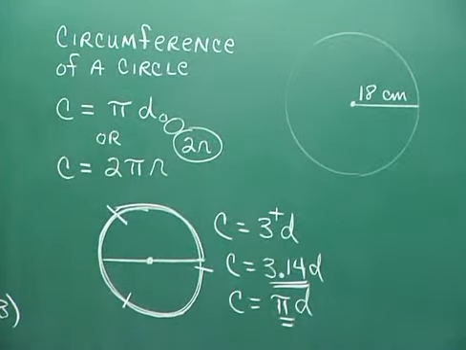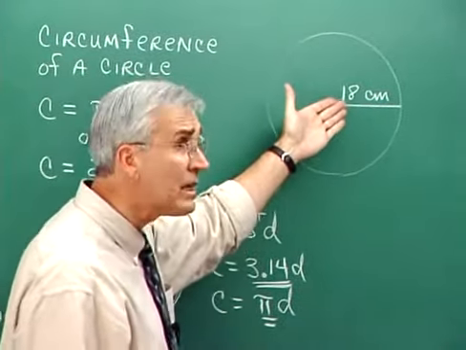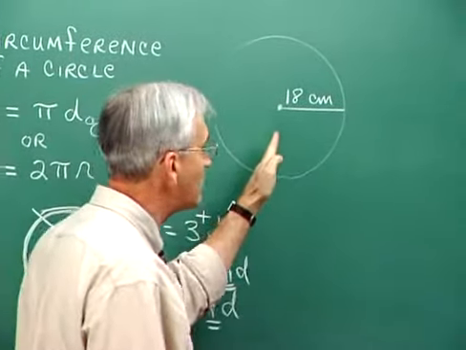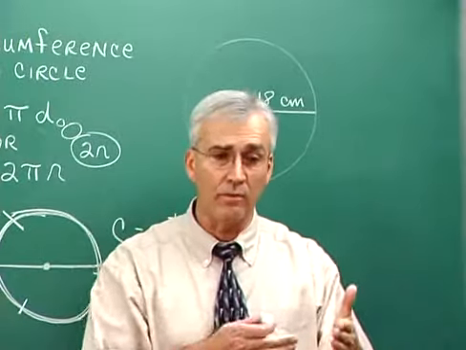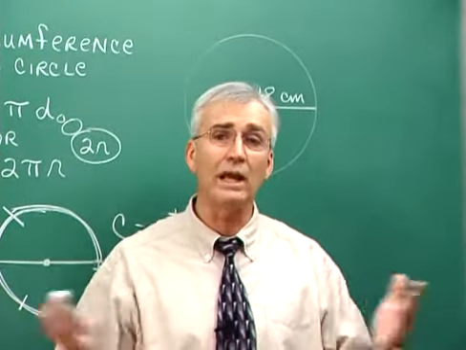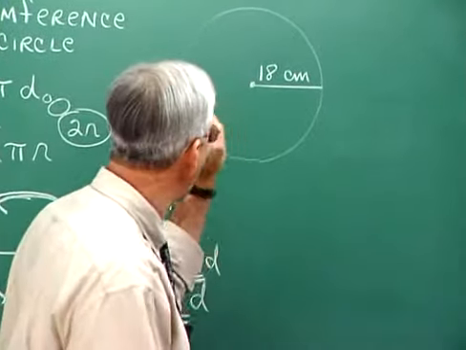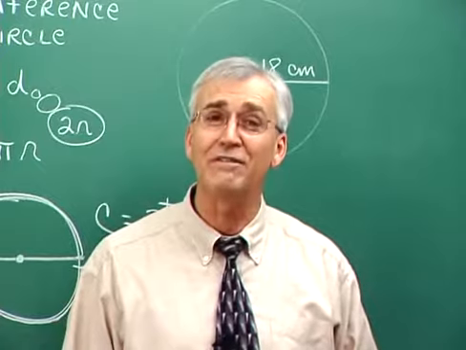Let's use the formula in a problem. Suppose we want the circumference of this circle. Now notice the radius is given here as 18 centimeters. We really have a choice though in how we want to work the problem. We can decide to use the formula which involves diameter, or we can use the formula which involves radius. If we use the formula involving radius, we use 18. If we use the formula involving diameter, we need to figure it out.